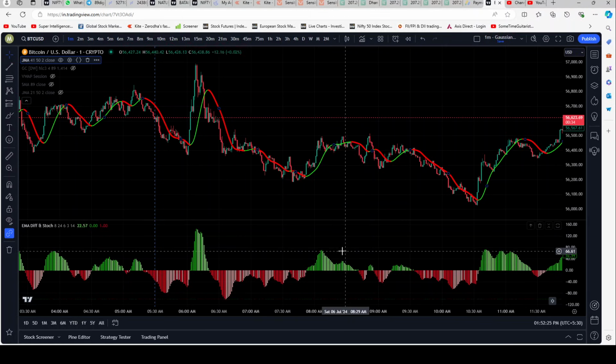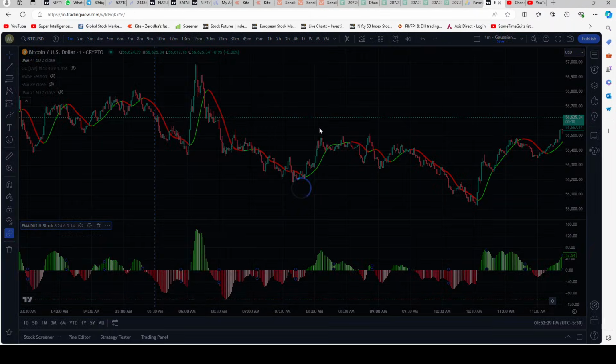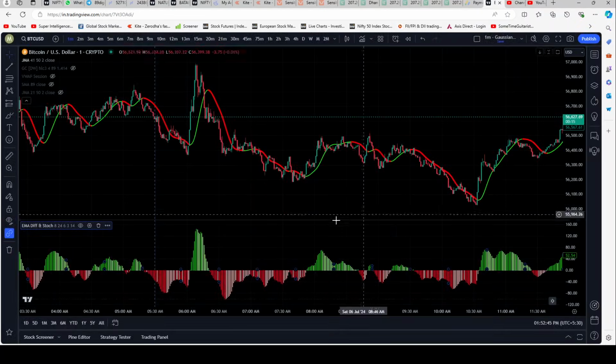And at the bottom, we are using an indicator called EMA difference histogram and stochastic indicator by Wugamlo. I'll leave the names of the indicators and the creator names in the description below so that you have no difficulty finding them. But these two indicators are all we need to get this done.